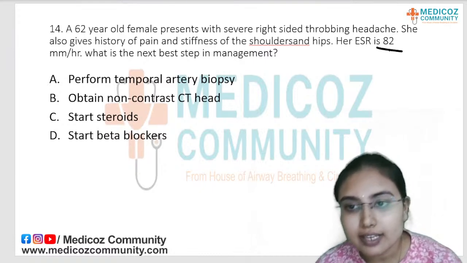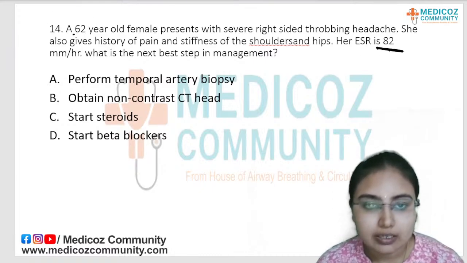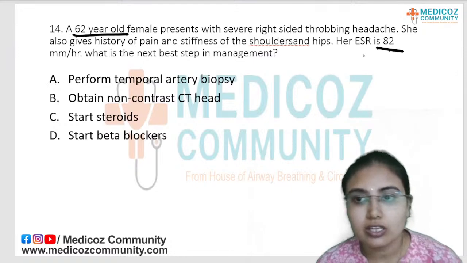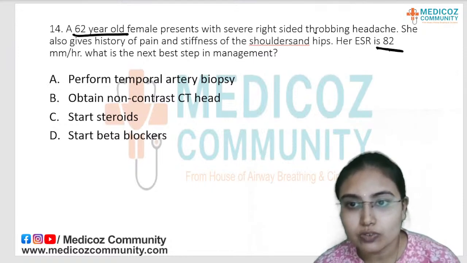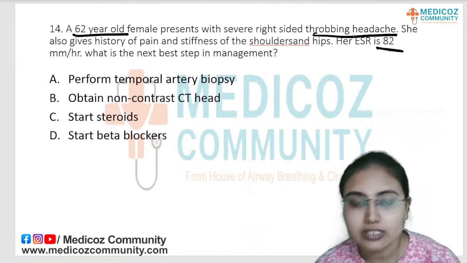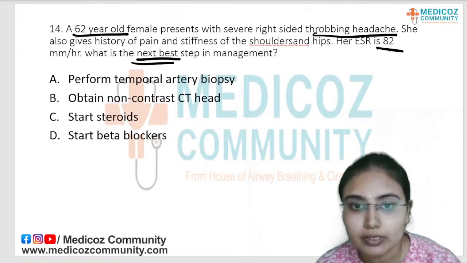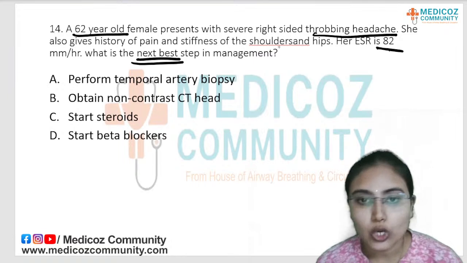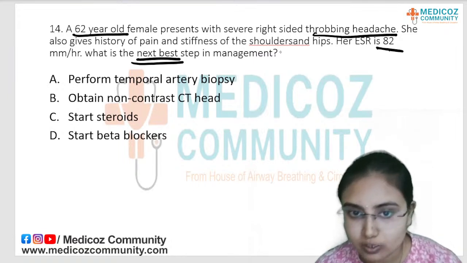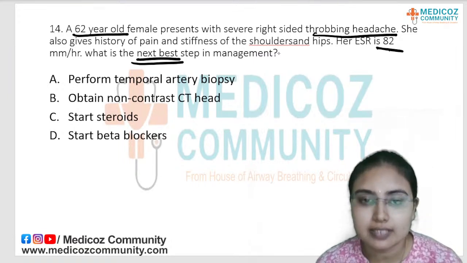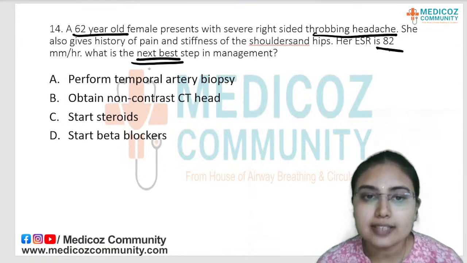Her ESR is 82. So it's an aged patient with an ESR of 82 with a throbbing headache. All right. So the question is, what is the next best step? Okay, please pay attention here. They're not asking management, they're not asking diagnosis, they're asking the next best step. So what do you think is the answer?